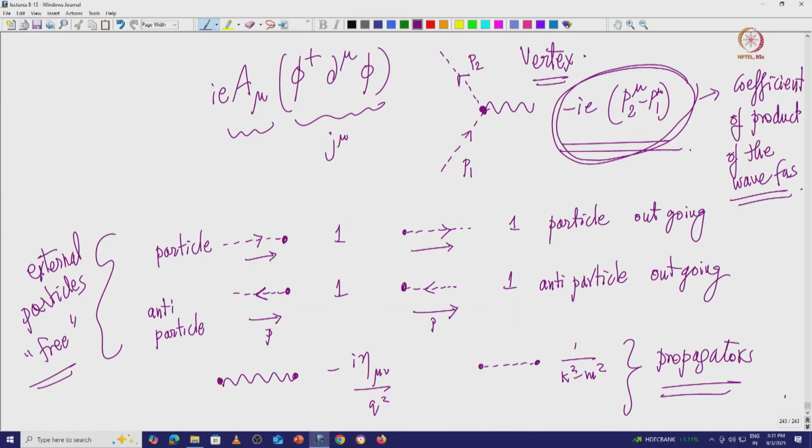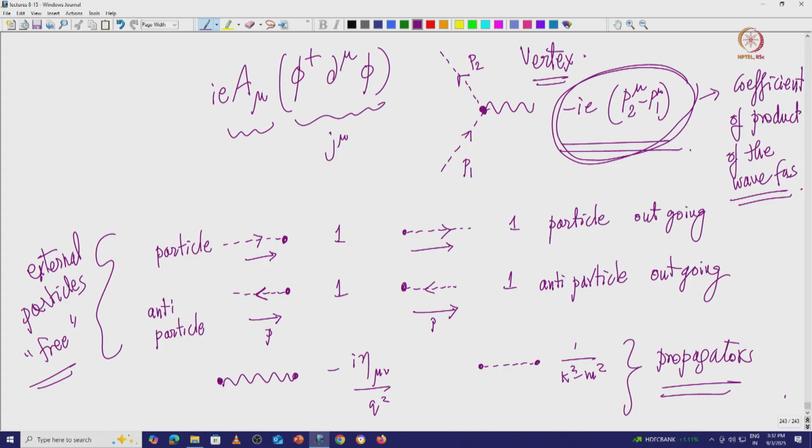Given this set of rules for a given interaction Lagrangian. Now remember, these propagators are delta function propagators. These propagators are derived as wave functions for sources of delta function. That is the reason why we have to multiply with the particular strength of the interaction.